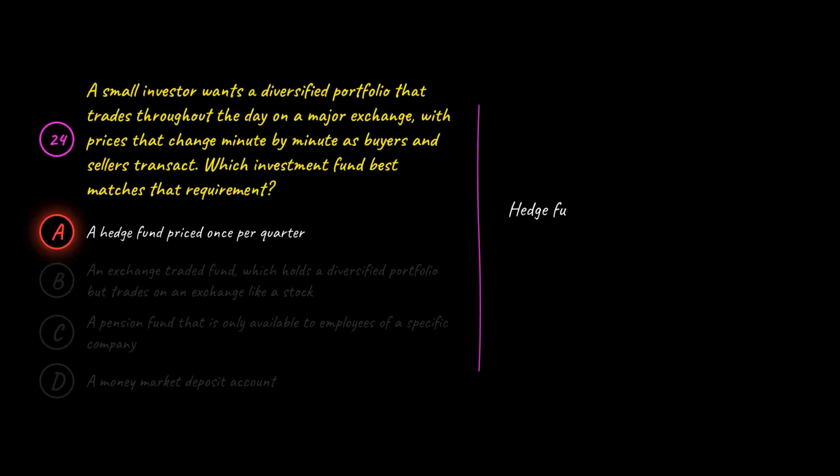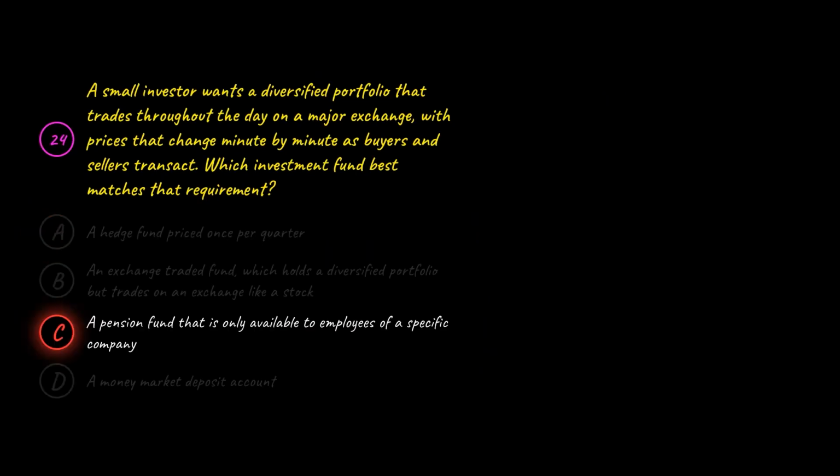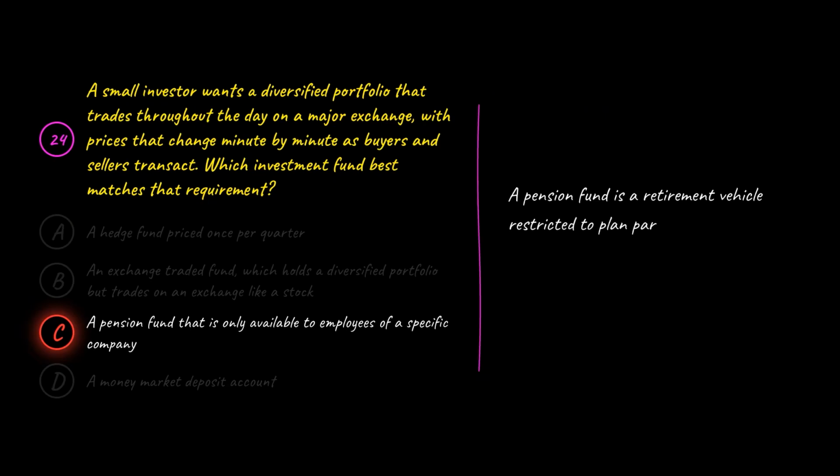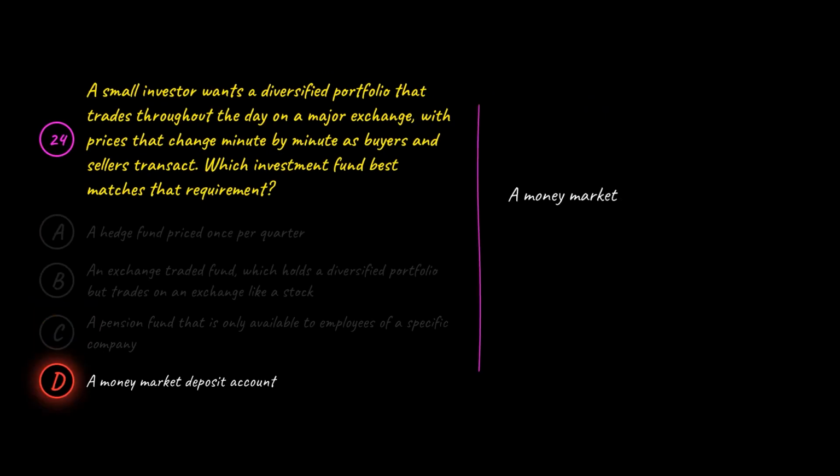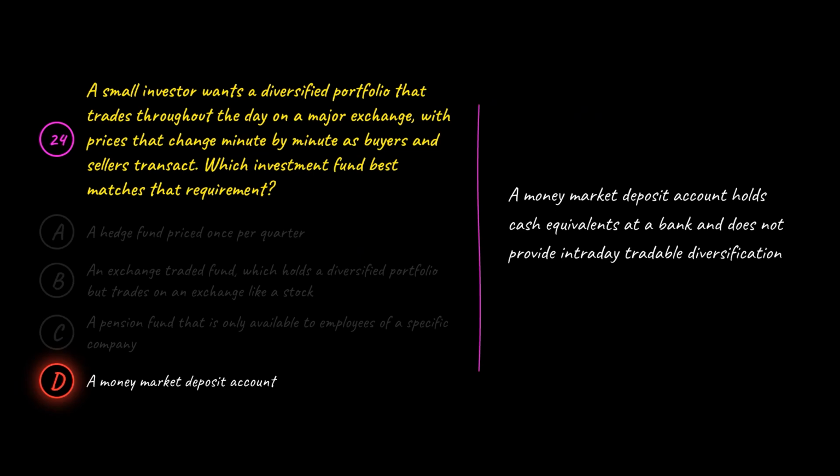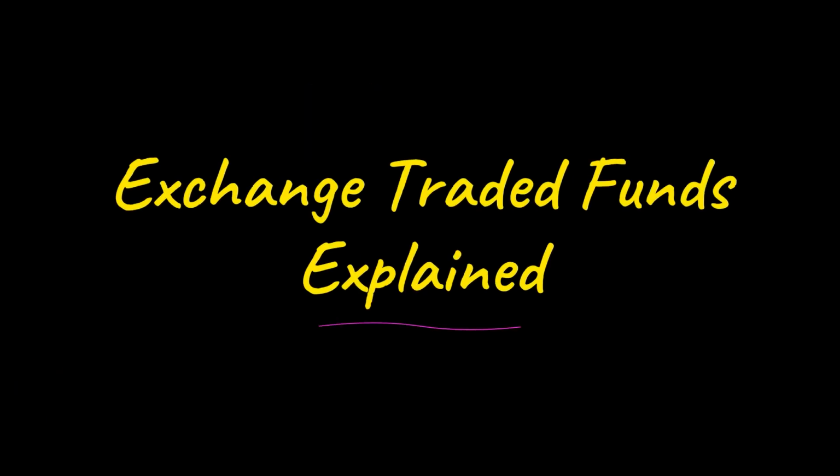A is wrong because hedge funds are typically open to wealthy investors and do not trade throughout the day on a public exchange like an ETF. C is wrong because a pension fund is a retirement vehicle restricted to plan participants and does not function as a tradable instrument for outside investors. D is wrong because a money market deposit account holds cash equivalents at a bank and does not provide intraday tradable diversification across stocks.